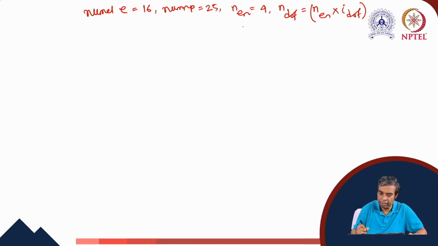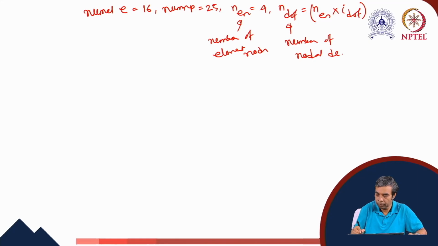So NEN is the number of element nodes. NDOF is the number of nodal degrees of freedom. For this case, this is 1. We have only one unknown, temperature alone.